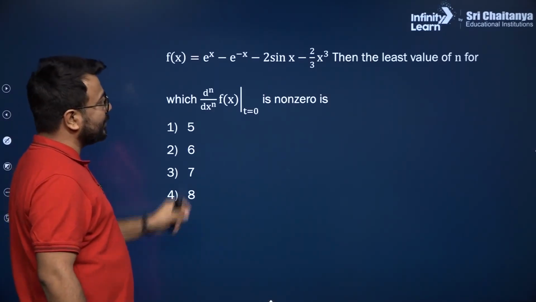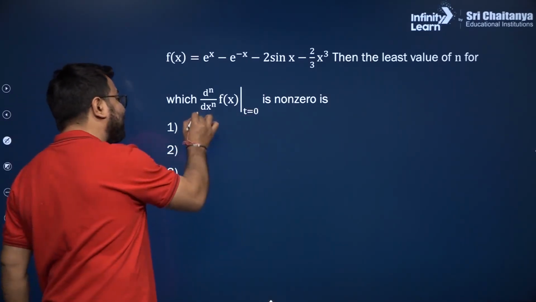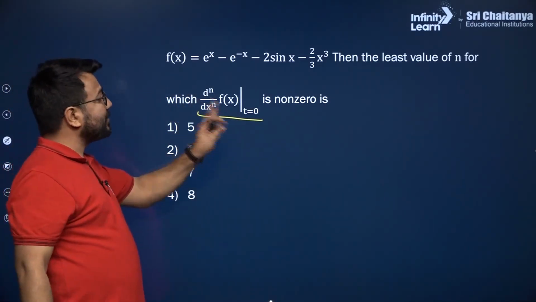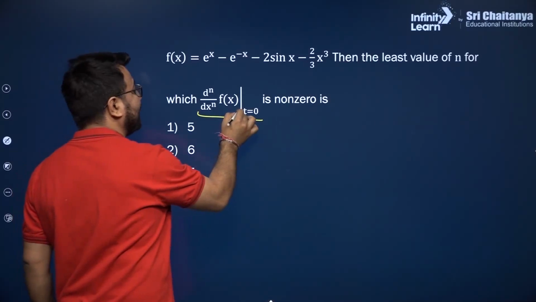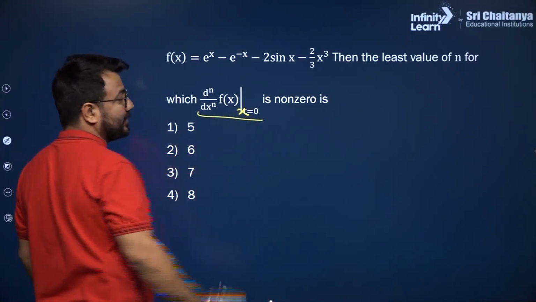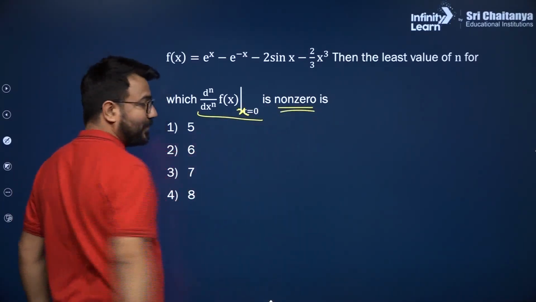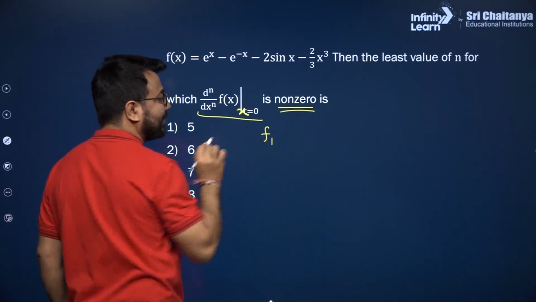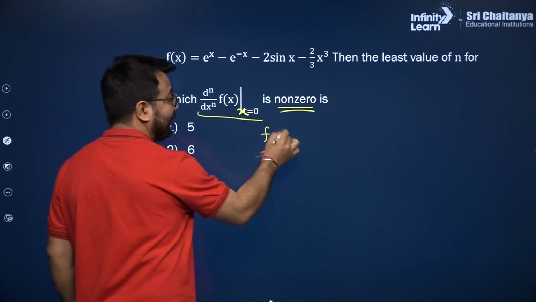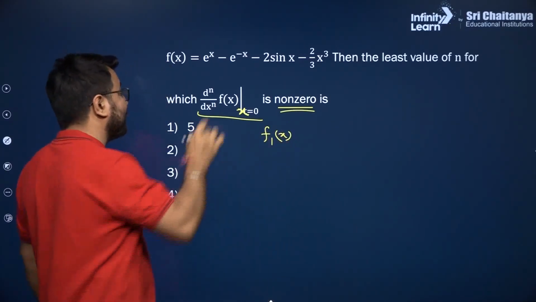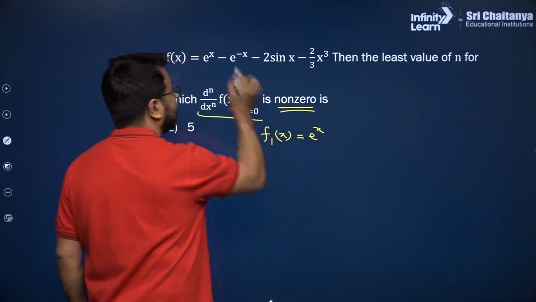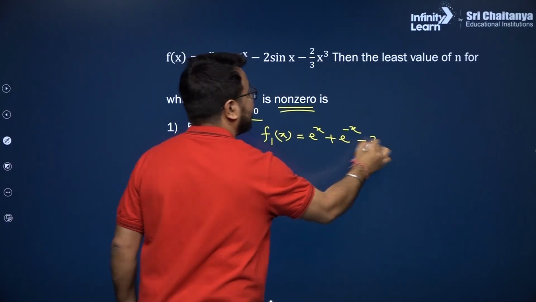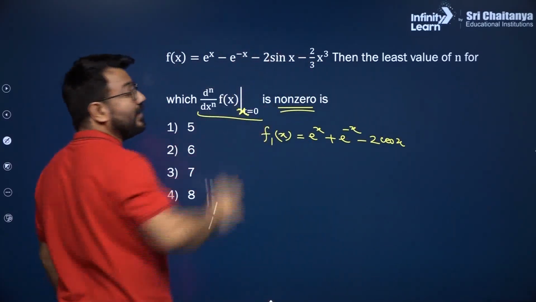Here we go to the next question. They have told us that we will be differentiating this particular function n times, and after substituting the value of x as 0 in this, we should generate a non-zero value. So first of all I thought of differentiating it the first time. For the first differentiation I am writing f1(x). This represents the first order derivative. e raised to the power x will be e raised to the power x, e raised to the power minus x will generate plus e raised to the power minus x, then 2 sin x will generate 2 cos x, and here what will happen?